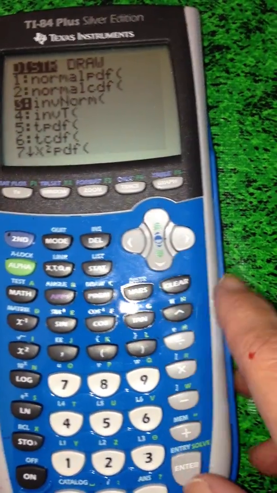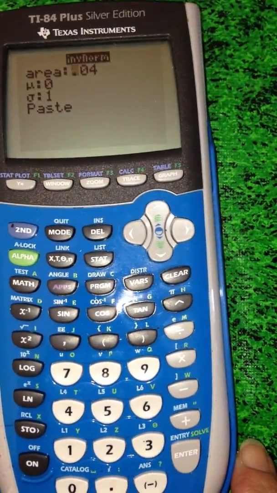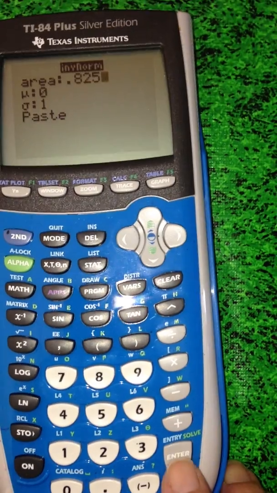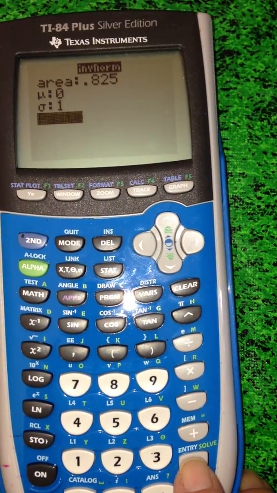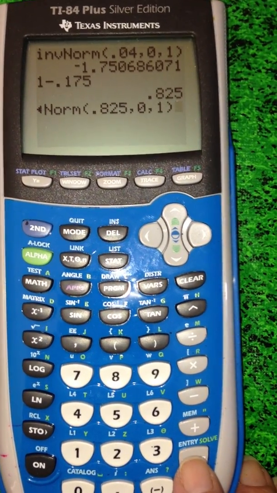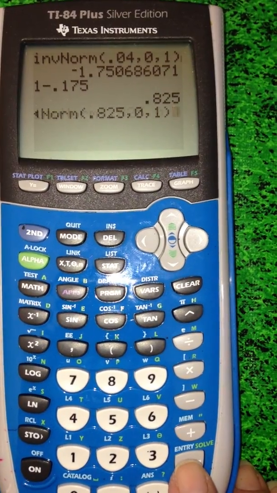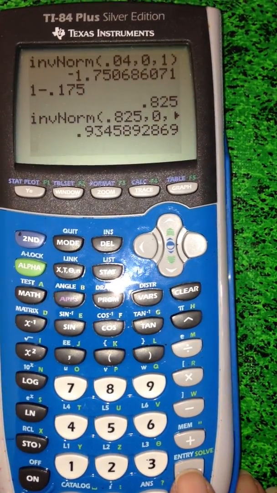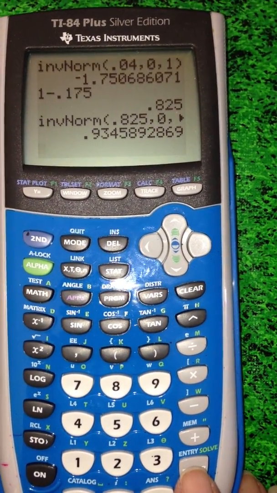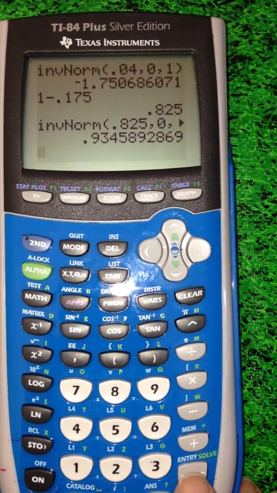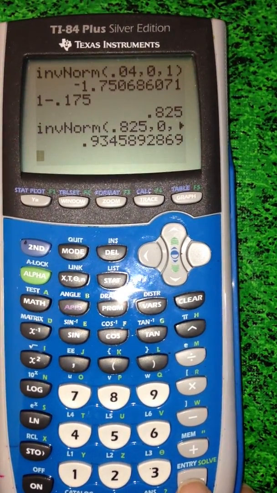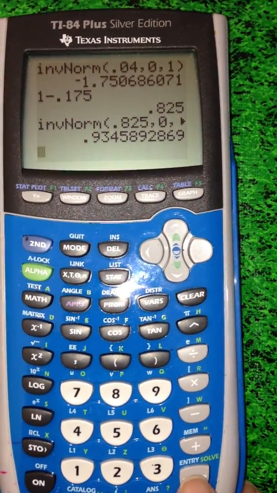So my inverse normal is 0.825 and 0 mean and 1 standard deviation, and I want to paste that. So there we have the inverse normal for 0.825 with a mean of 0 and a standard deviation of 1. And that one gives me 0.934589, which rounded to two significant digits here is 0.93, the same value that I got in my standard normal table.